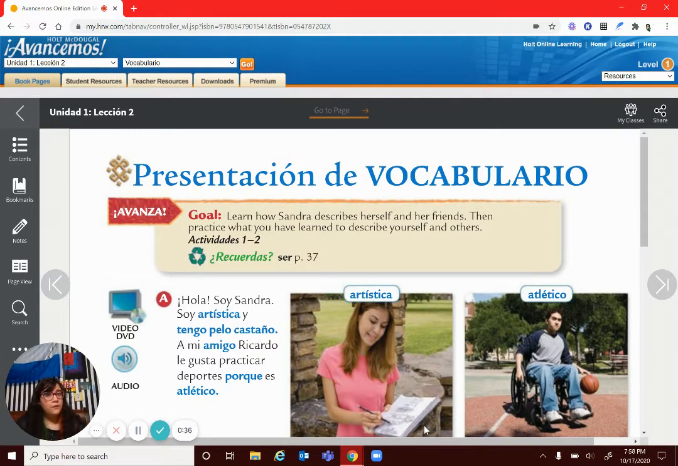So adjectives, hopefully you know. If not, quick reminder, are words that describe. These are going to be descriptions of people for the most part. That's what we focus on. Of course, you can describe items as well, but we're going to be talking about people and friends and how you describe yourself and others.